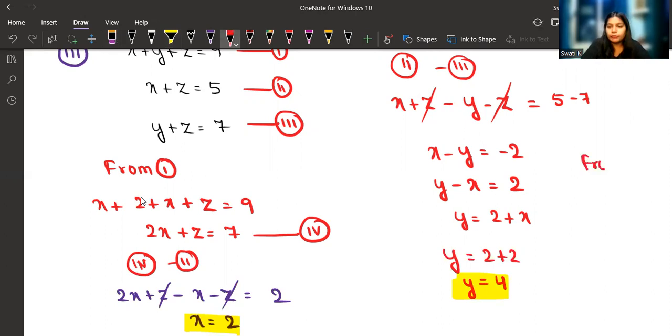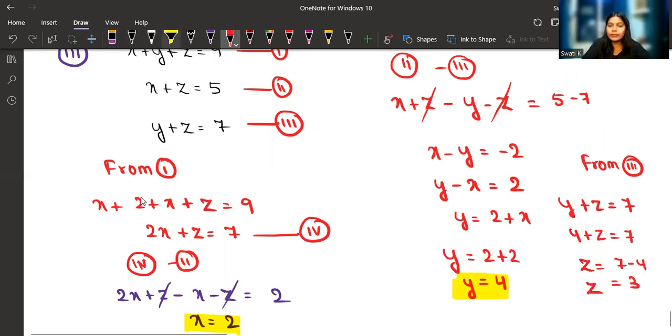So from 3, y plus z equals 7, and y is 4 only. So it is 4 plus z equals 7. So what is the value of z? Z is going to be 7 minus 4, that is 3. So we got the value of z as well, that is 3. And we are done with this question as well.